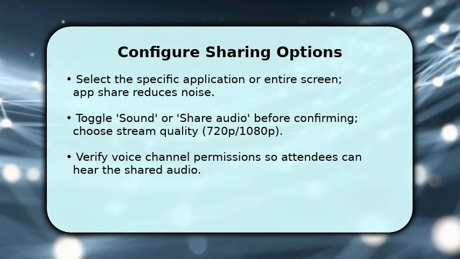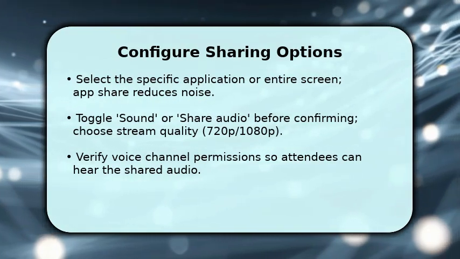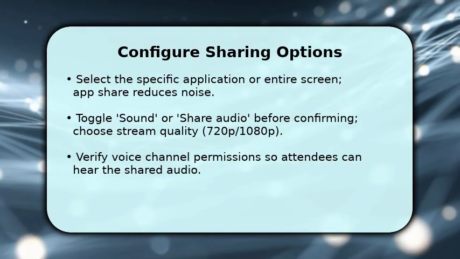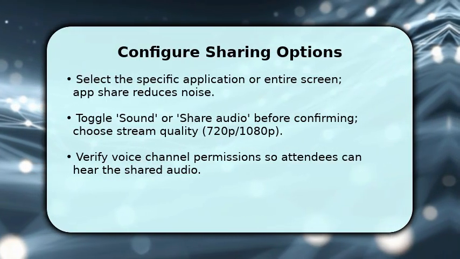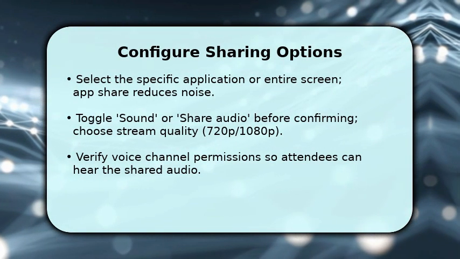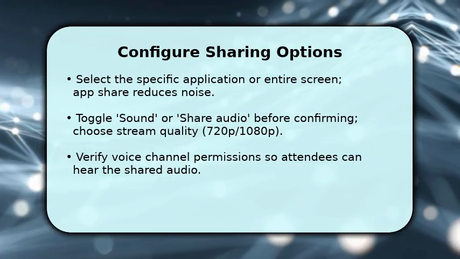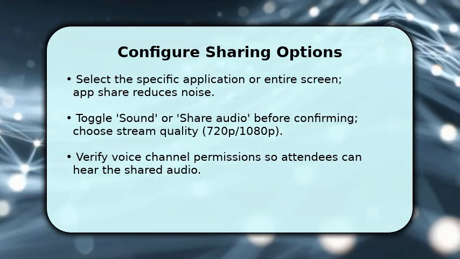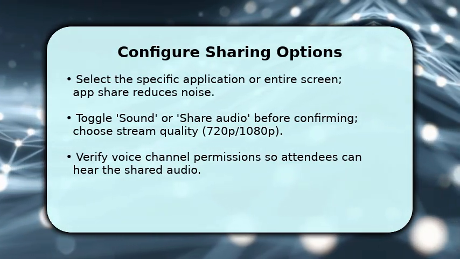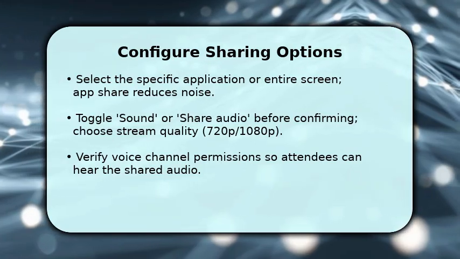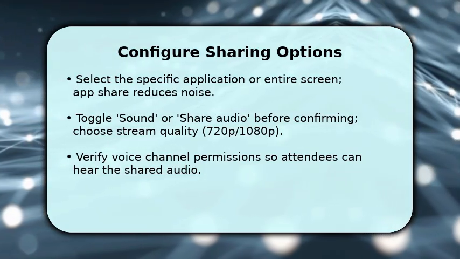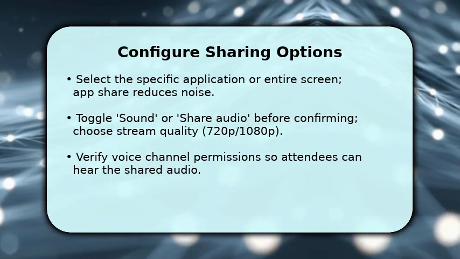Next, focus on precise configuration. Choose the specific app if you want cleaner audio, because sharing the entire screen can pick up extra sounds. Make sure the Sound or Share Audio checkbox is enabled in the Share dialog. This is the critical switch that includes system audio in the stream. Then pick stream quality appropriate for your connection. Higher resolution needs more bandwidth.